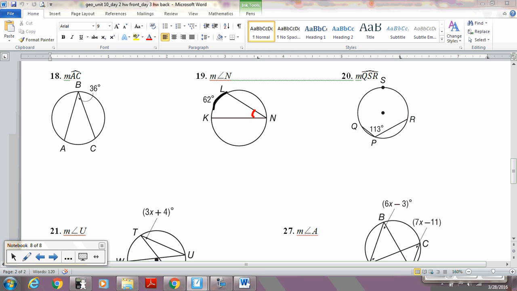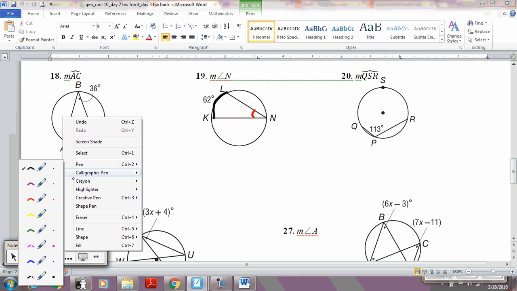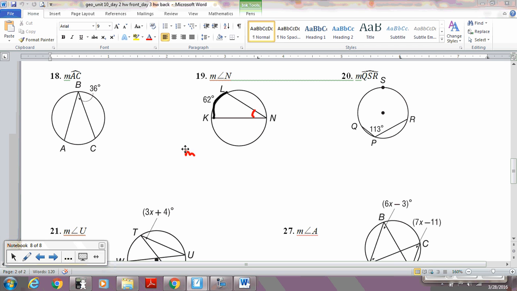Alright, so this is the arc that angle N is intercepting. So that means the measure of angle N is going to be half the measure of the arc. So it's 1/2 the measure of arc LK. So that means it's 1/2 of 62, so that means it's 31 degrees. This was theorem 10.6.